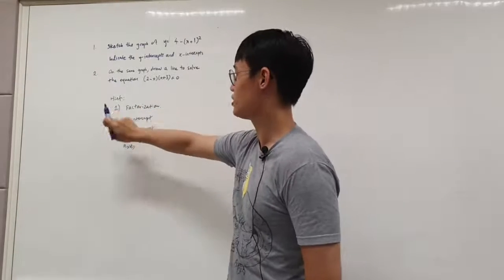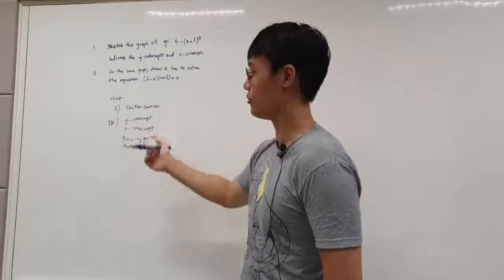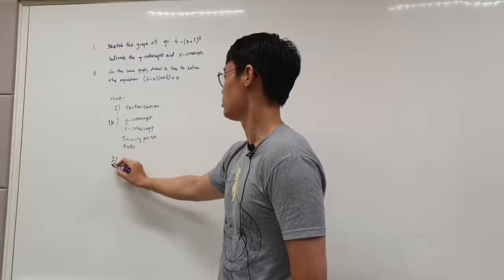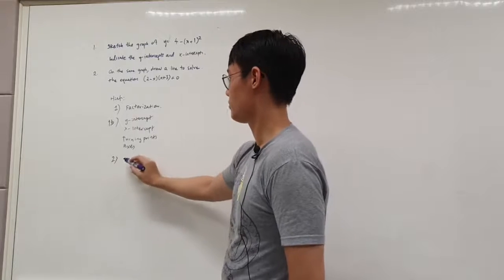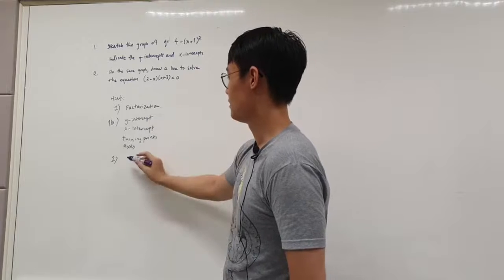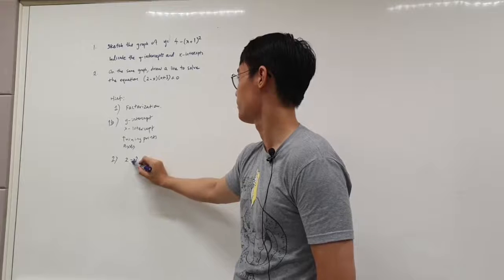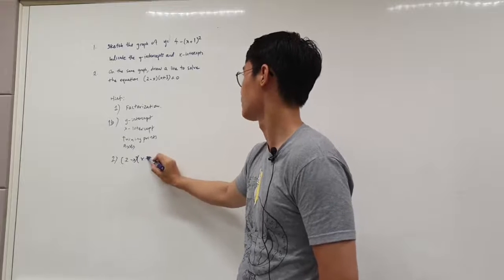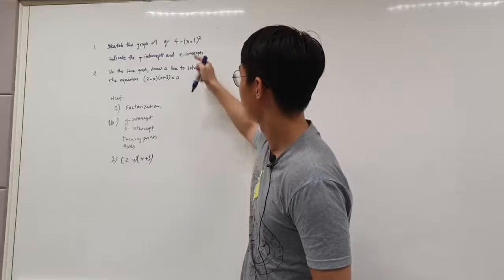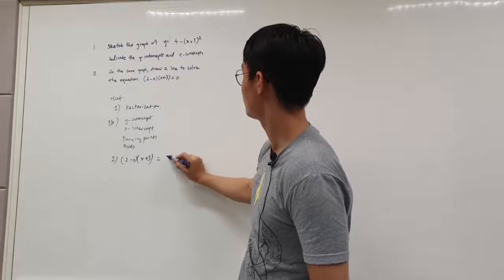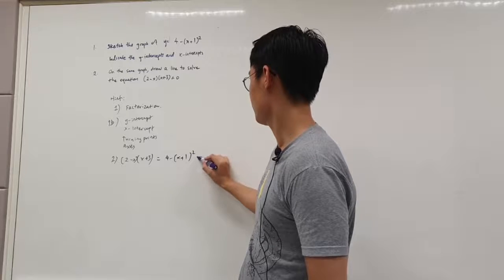And for this question, so let me erase this 1b. This is the hint for 1b. And for question 2, a hint is to make this, so you have to express this in this form. So we have y equals 4 minus (x plus 1) squared plus something.